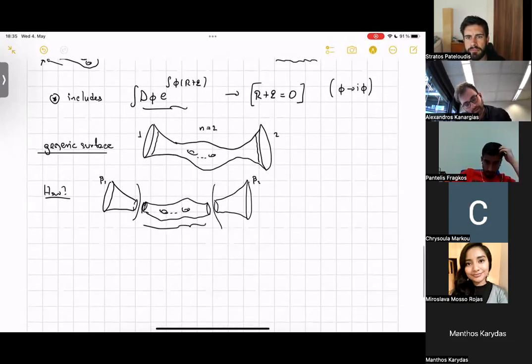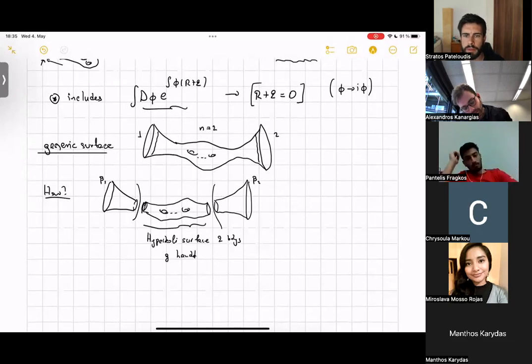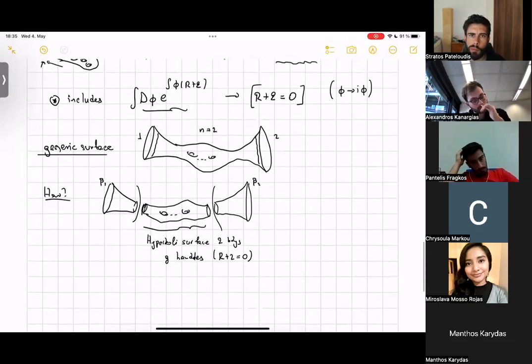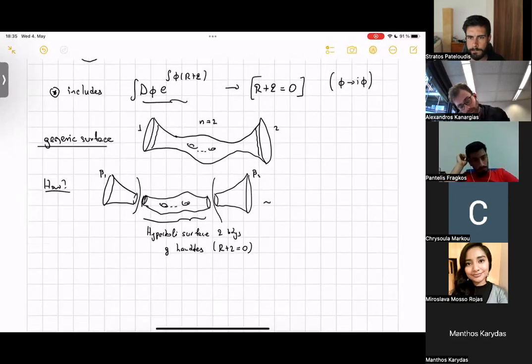And now this is a hyperbolic surface with 2 boundaries and G handles. Why? Because it has to fulfill this R plus 2 equals 0. Okay, and now this contribution to the functional integral. So when we say I do the functional integral over surfaces with two boundaries, and then I let the number of handles be as many as you want, you have an expansion in the number of handles.